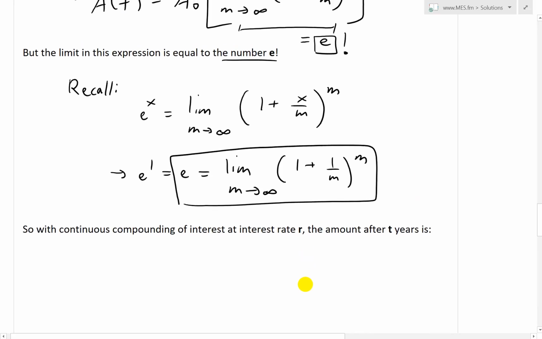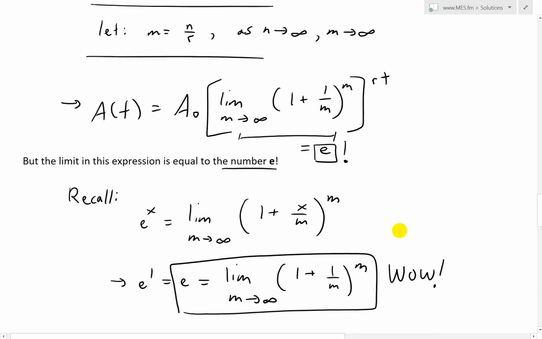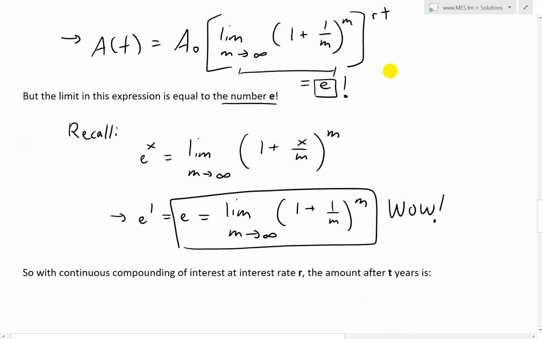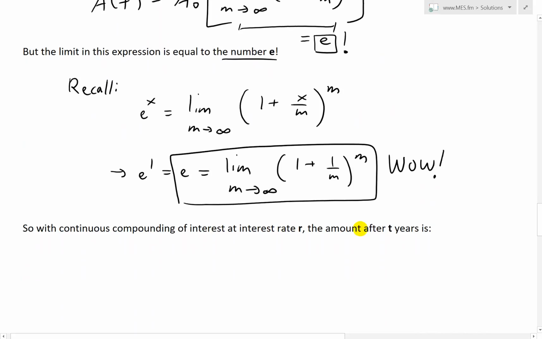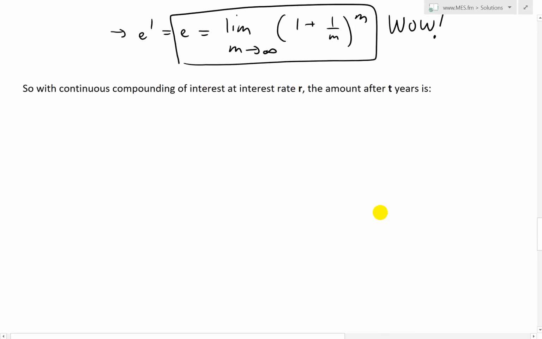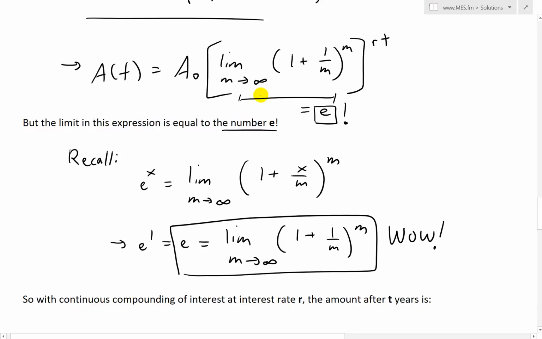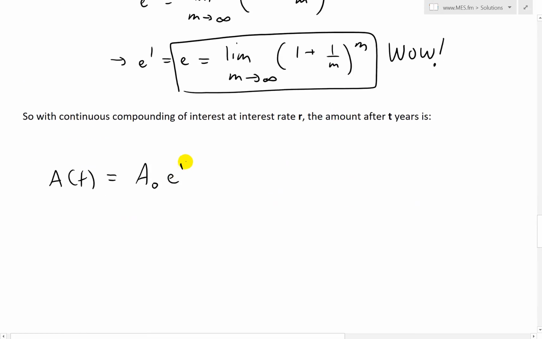In fact, it's so remarkable, I'll just write a wow like that, because that's just pretty amazing stuff when you can go finding compound interest, just doing it the practical way, finding a formula, taking a limit, and all of a sudden you get back to the number e, which, as I get further into this video, you'll see is even more shockingly amazing. So basically, with continuous compounding of interest at interest rate r, the amount after t years, what we finally get is A of t, and I'll explain further what I mean by what's so shockingly interesting. So A of 0, this becomes e now, e to the rt. So this is what we have.